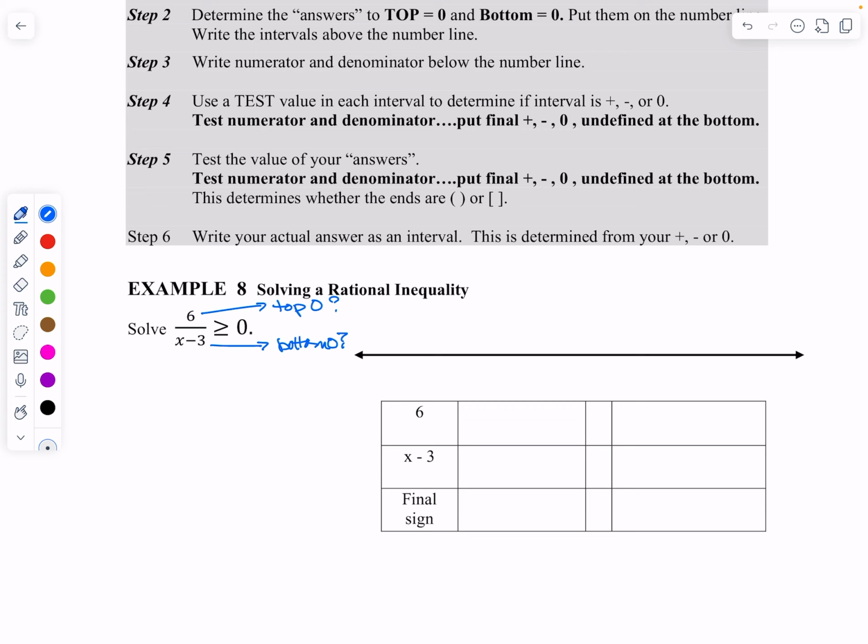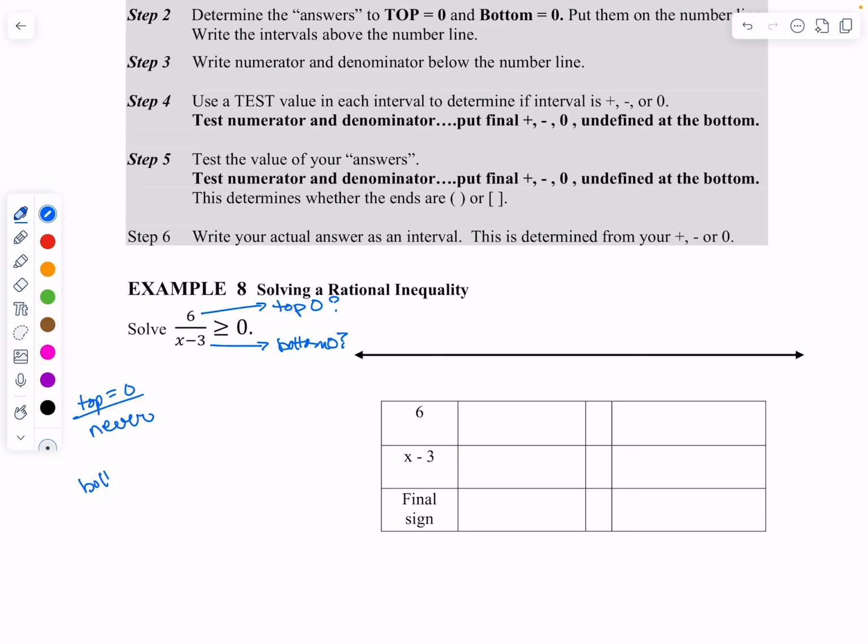What makes the top equal to 0? The top is never going to be 0. I should write it up here. It's never going to be 0. So the top is always going to be positive, right? It's always going to be positive.